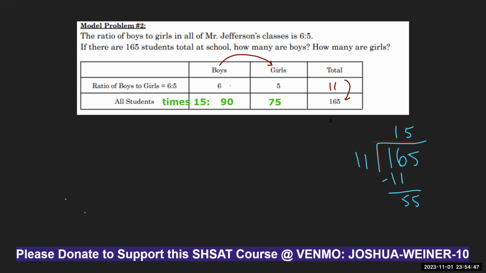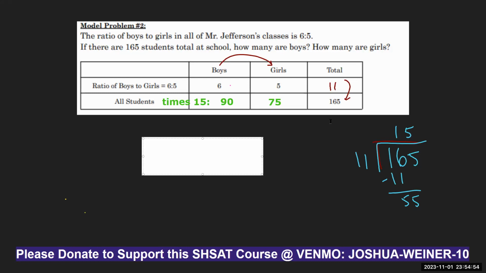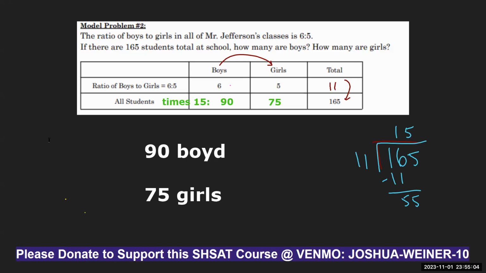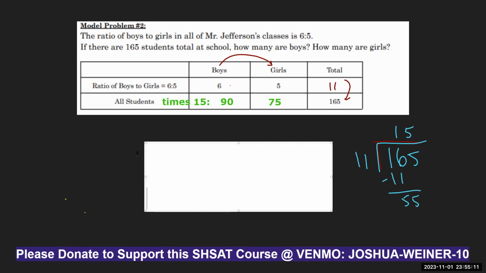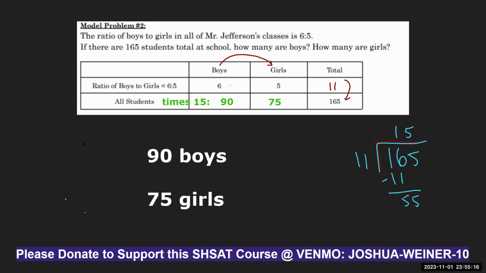So we can answer the writer's question. There are 90 boys and 75 girls. That's it. So by using an organizational chart like this, you can see that it's much easier. 90 boys and 75 girls for a total of 165 according to that ratio.